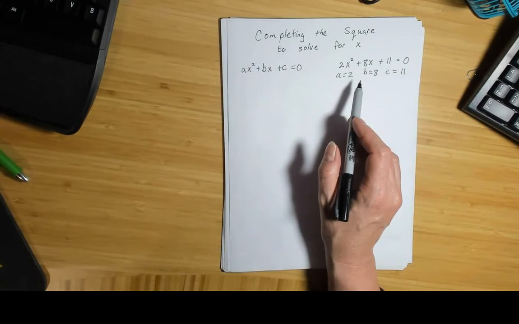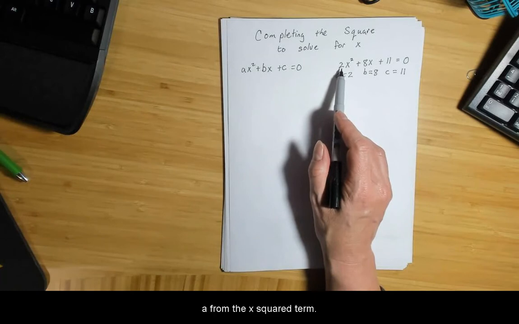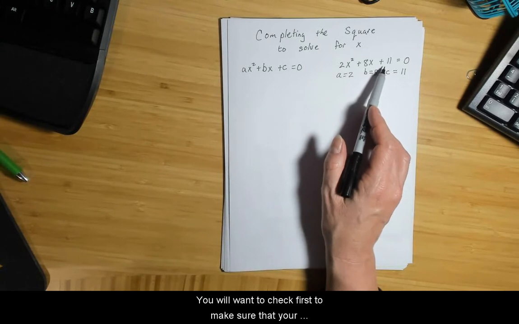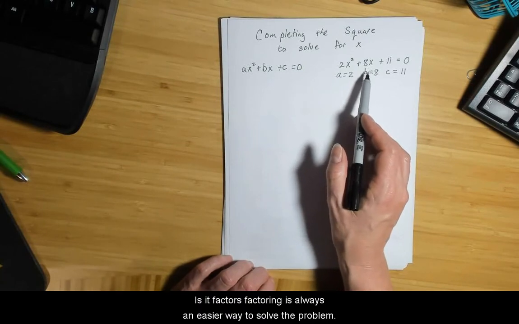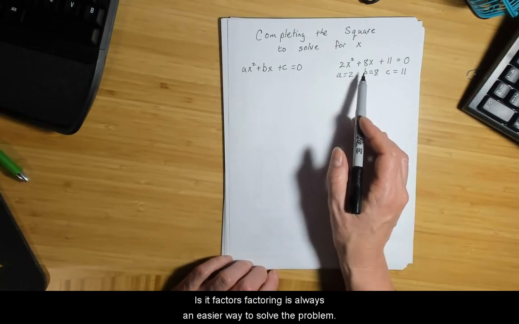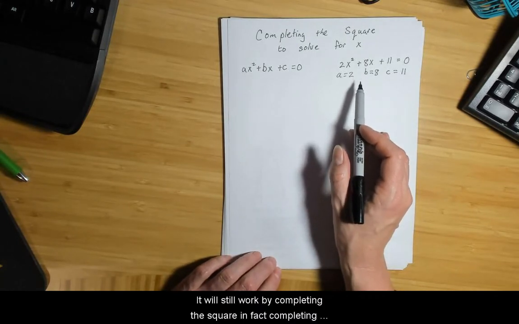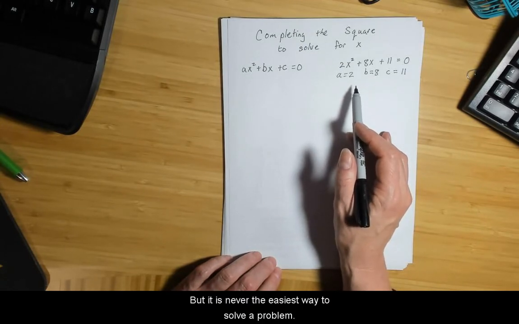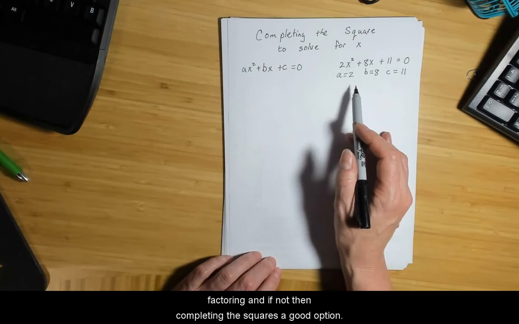Let's get started. The first thing we need to do is remove the a from the x squared term. You will want to check first to make sure that your quadratic equation does not factor. If it factors, factoring is always an easier way to solve the problem. It will still work by completing the square. In fact, completing the square always works, but it is never the easiest way to solve a problem.